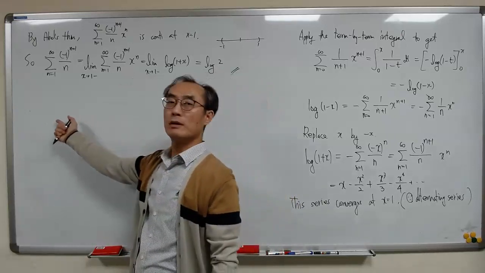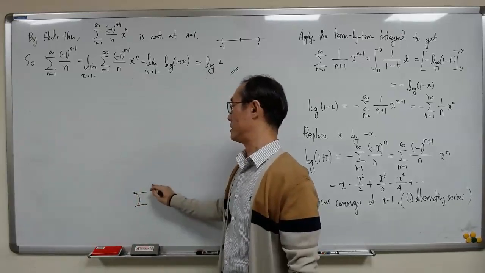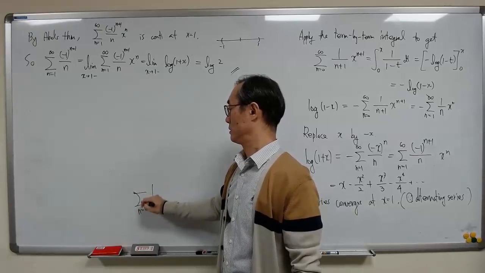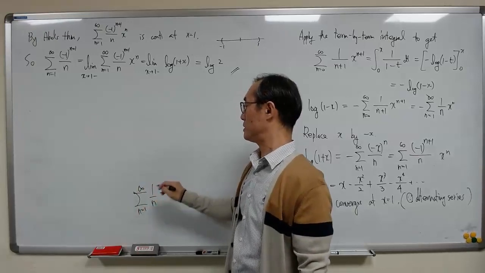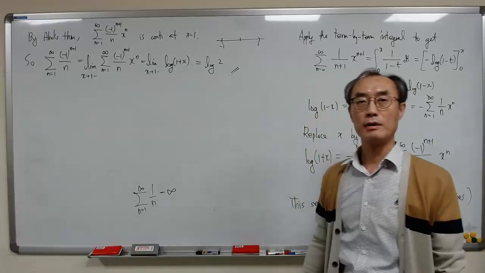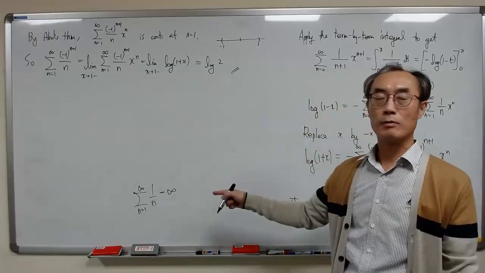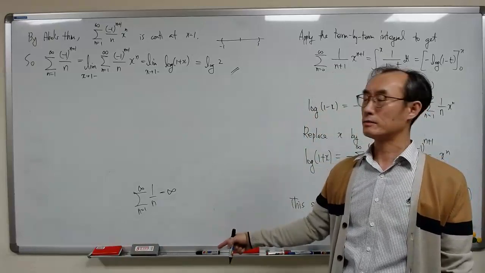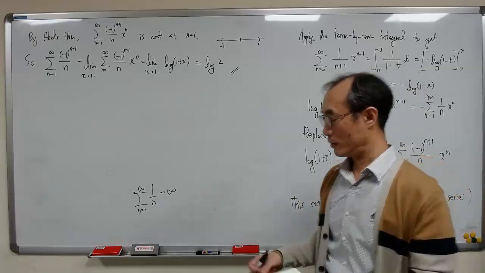But we have seen the harmonic series. This harmonic series diverges to infinity. So you cannot apply the Abel theorem to this power series.